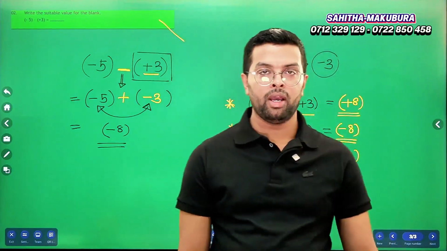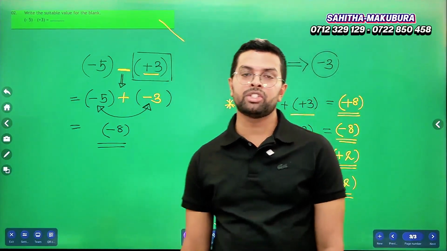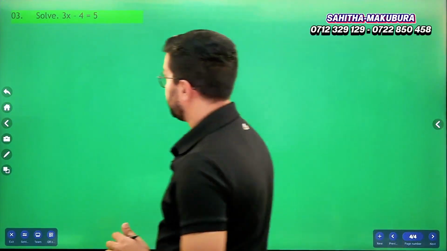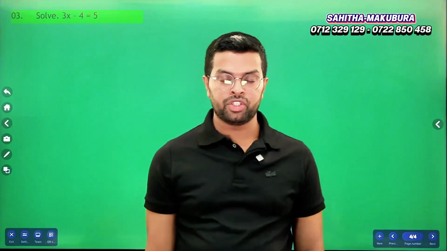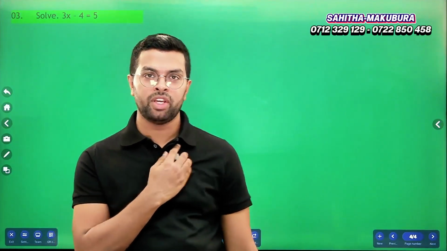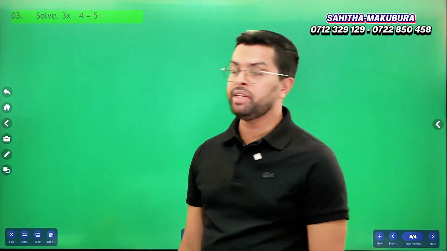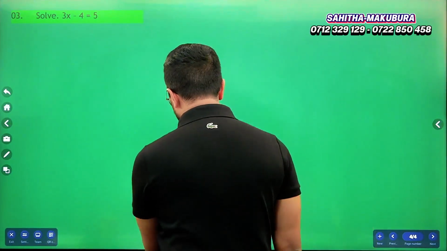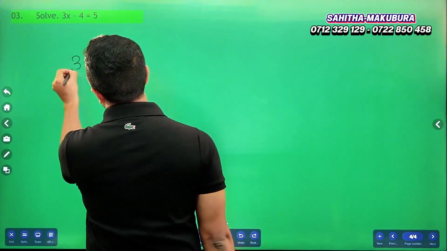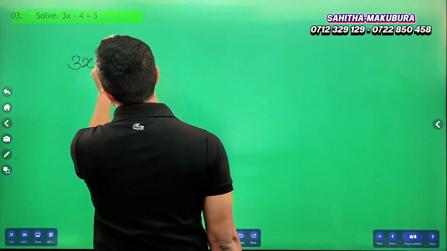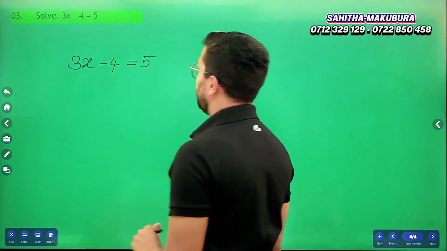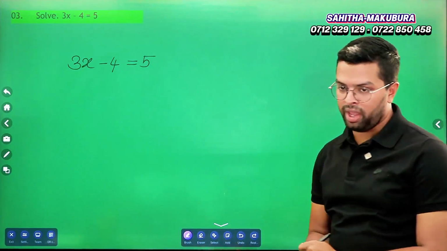Alright, we will be moving on to question number 3. Question number 3 is an equation. Solve this equation: 3x minus 4. This is an equation. Let's write the equation again: 3x minus 4 equals 5.